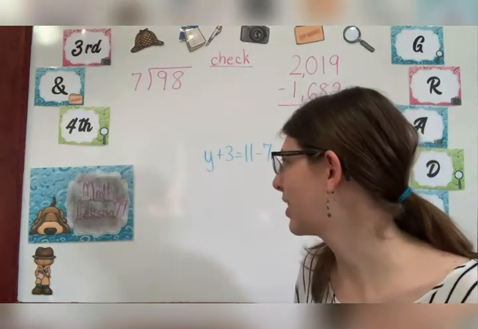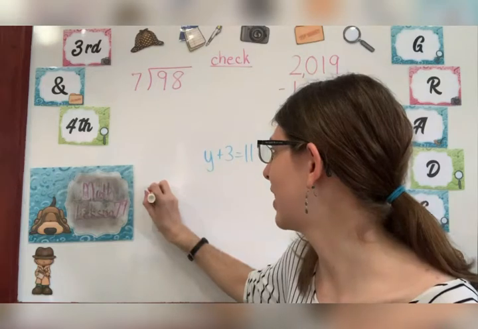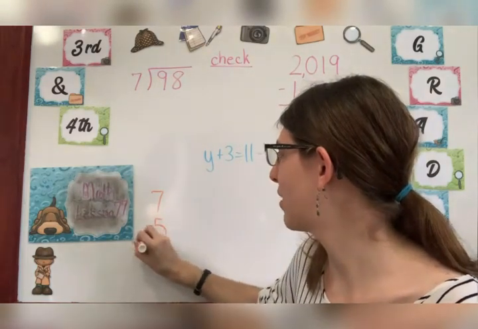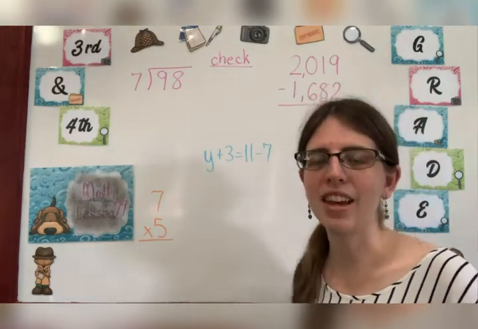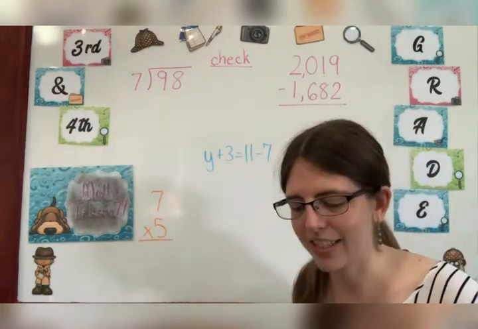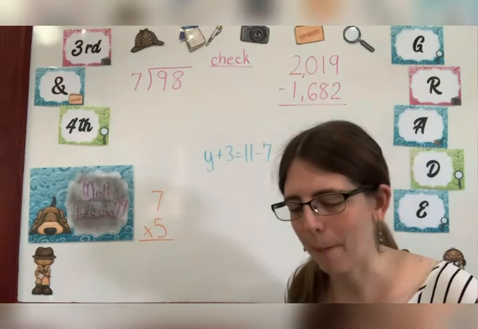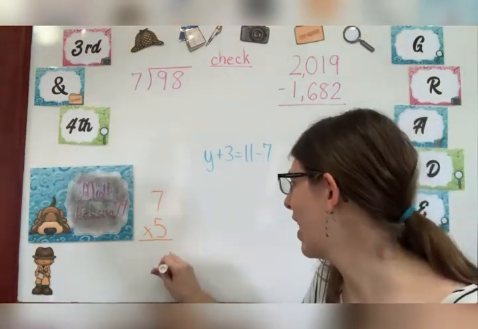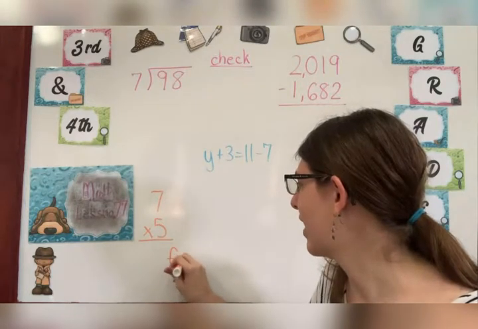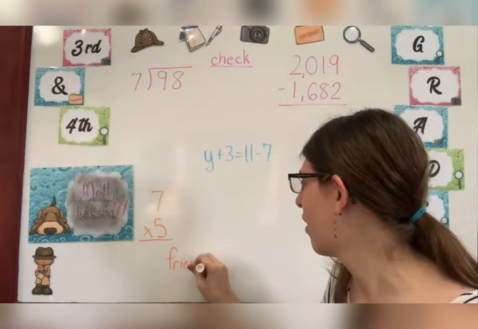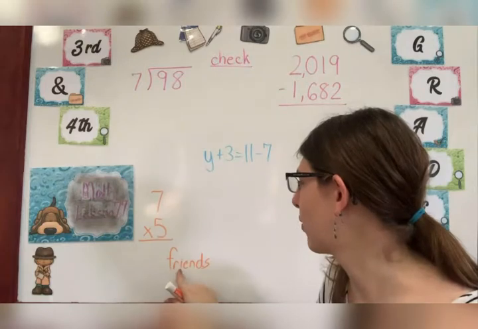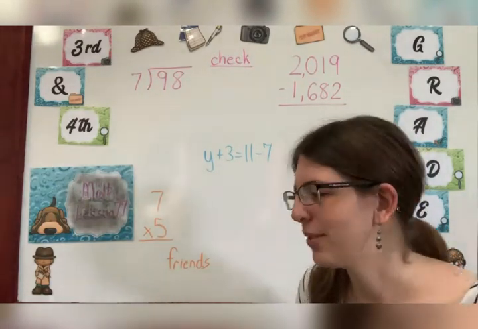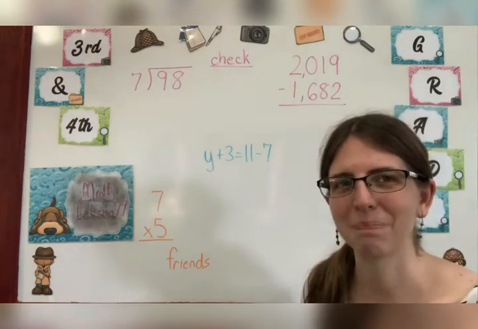So in your workspace, you need to have the 7 students from last year times 5 to get the number of friends this year that he invited to his birthday party. So when you get the answer of 7 times 5, write that it is that many friends for his birthday party. Okay? So it's that many friends. 7 times 5 is what goes in your workspace.